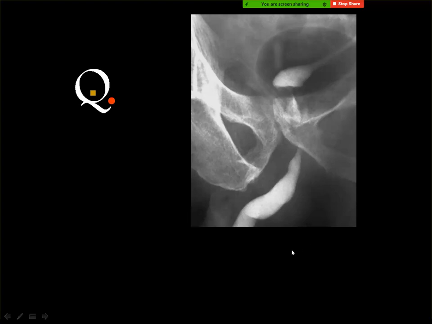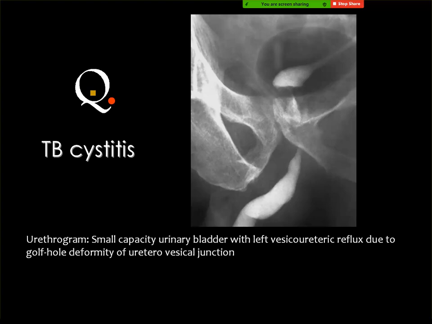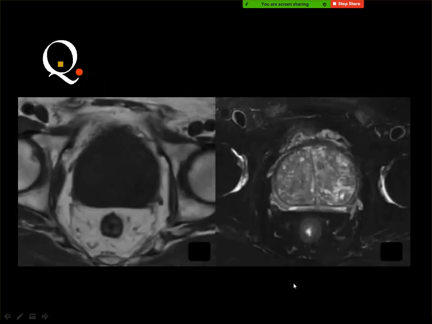And this is well known in cases of Schistosoma. No, TB. TB, yes. And this is well known in TB cystitis, where the bladder is markedly reduced in capacity and there is free vesico-ureteric reflux.